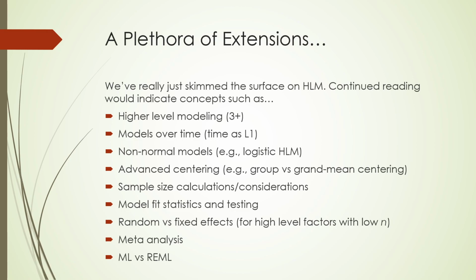And last but not least, maximum likelihood versus restricted maximum likelihood. We did not discuss this. This is something involving the model fit and a technical detail that we skimmed over. Long story short, restricted maximum likelihood tends to perform a bit better when we have fewer level 2 groups. So if we have fewer companies, restricted maximum likelihood tends to work well, but it limits some of the statistics that we can calculate. Maximum likelihood has some other statistical options available with it.